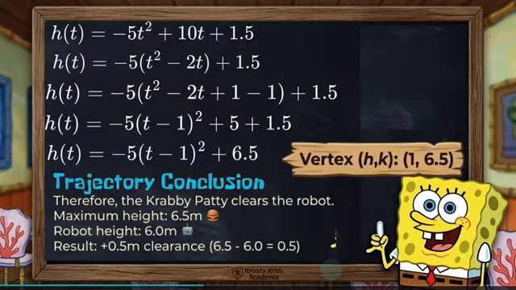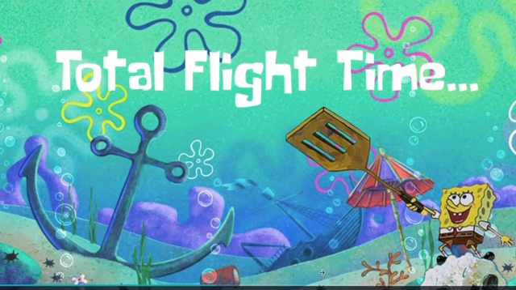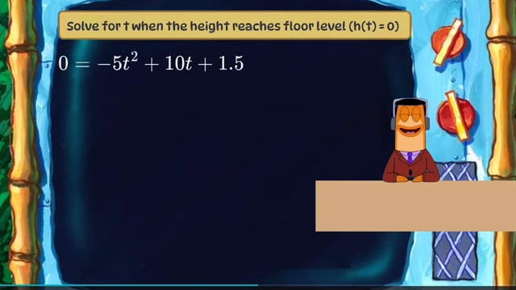Finally, we compare our peak height to the robot. Since 6.5 meters is greater than 6.0, the patty successfully clears Plankton's robot by half a meter. Now, for our second question, how long does Squidward have to catch the patty before it hits the floor?